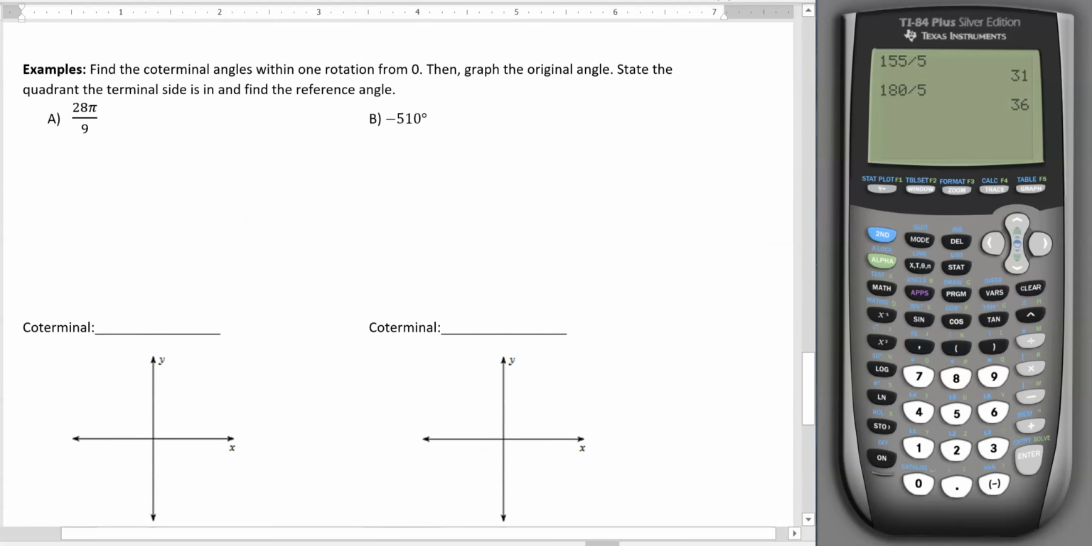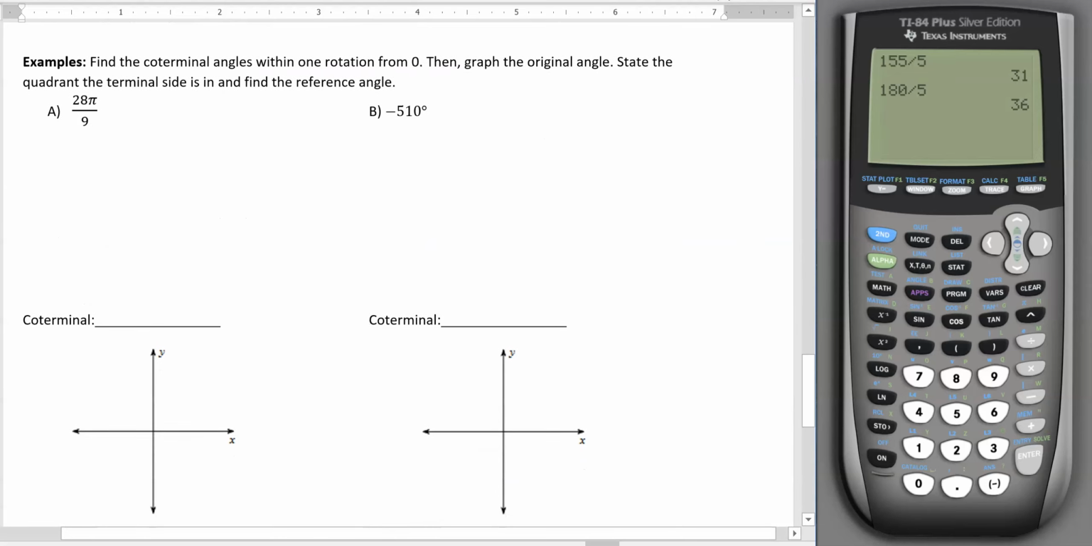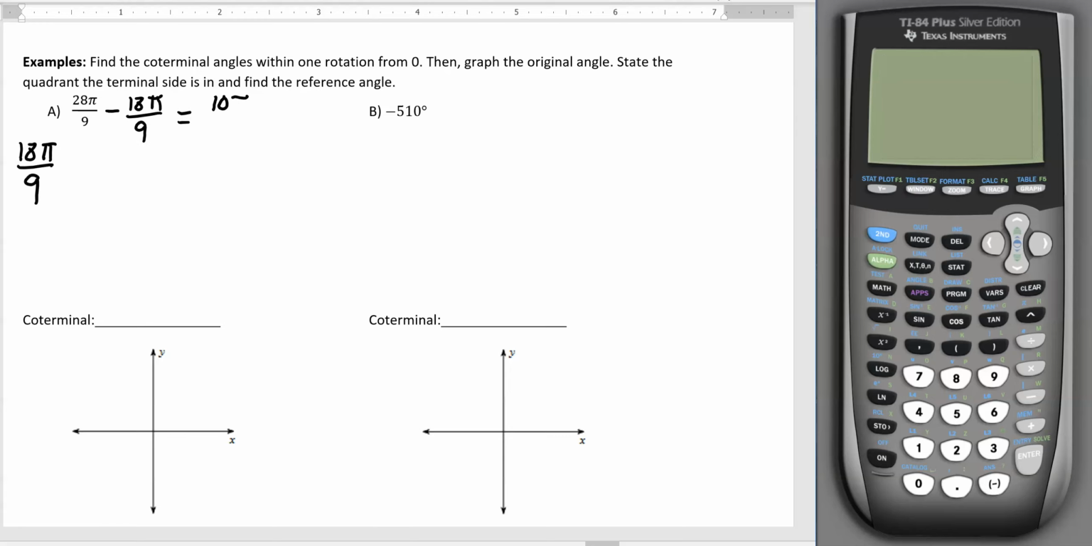So, find the coterminal angle within one rotation from 0, then graph the original angle, state the quadrant, and the terminal sides. Awesome. So 28 pi over 9. Think about 2 pi as 18 pi over 9. So this is more than one rotation. So let's subtract 18 pi over 9. And when I get that, I would get 10 pi over 9. So that's one coterminal angle.